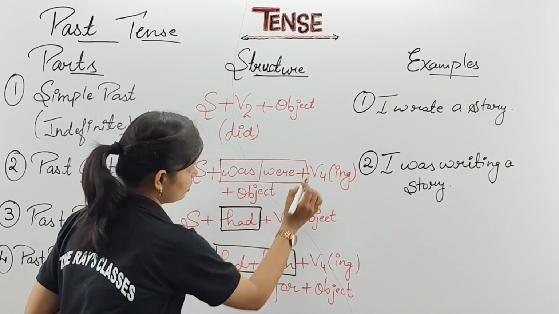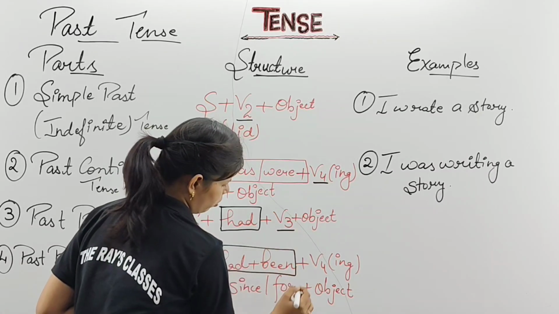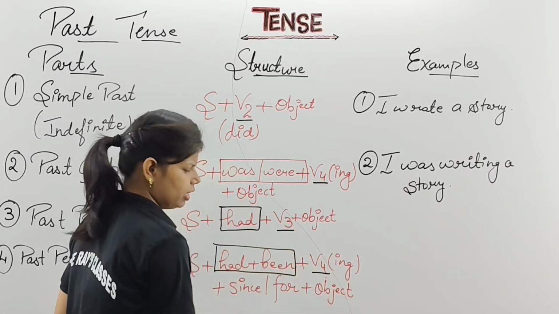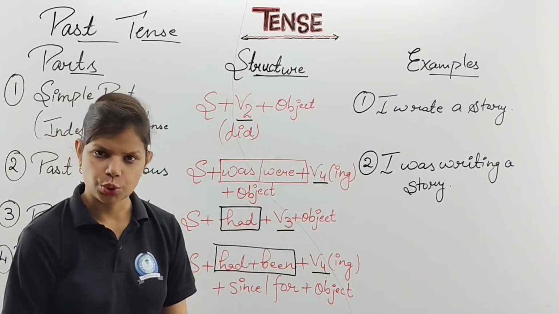You can see the verb form is different. Here we are using second form. Here we are using fourth form. Here we are using third form. Here we are using fourth form. Clear? I was writing a story.